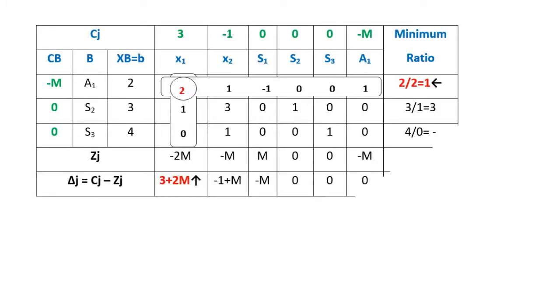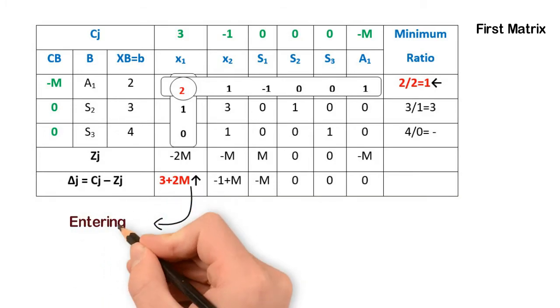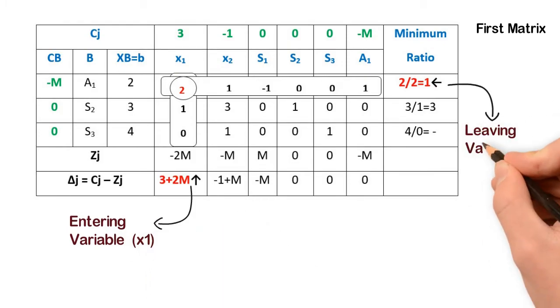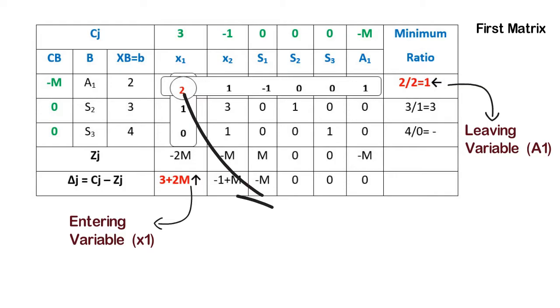So here our minimum ratio is 1, that is the first row, and maximum value of delta J, that is 3 plus 2m, is in the first column. Okay, so here x1 is our entering variable, a1 is our leaving variable, and 2 is the intersecting element.